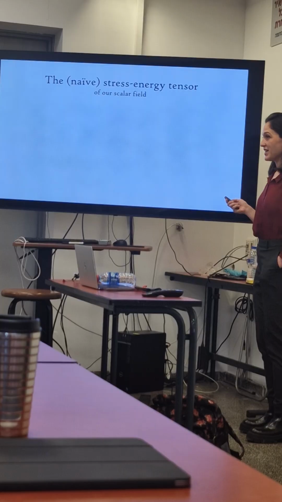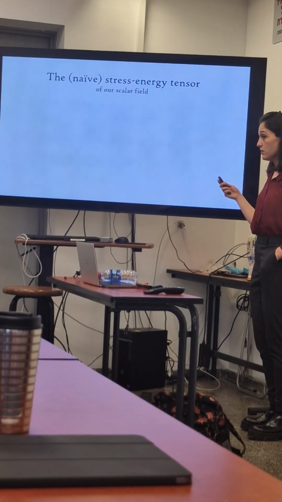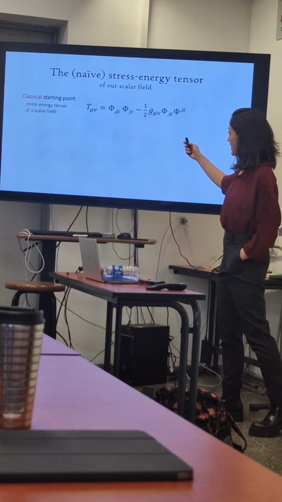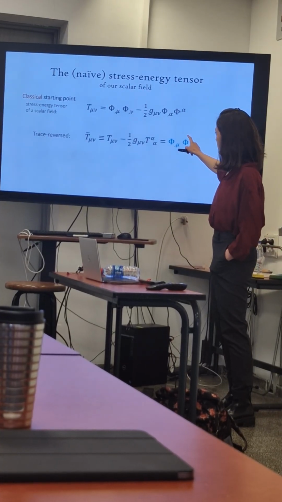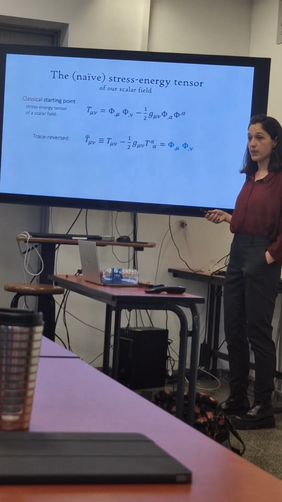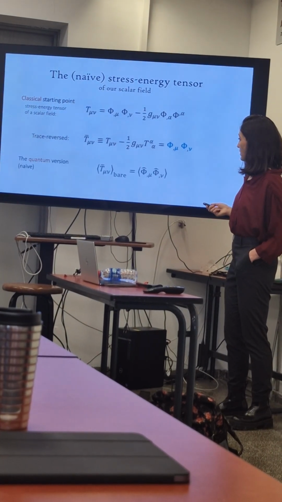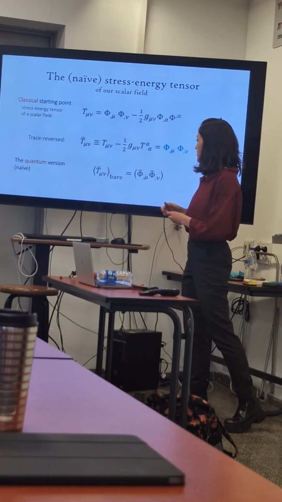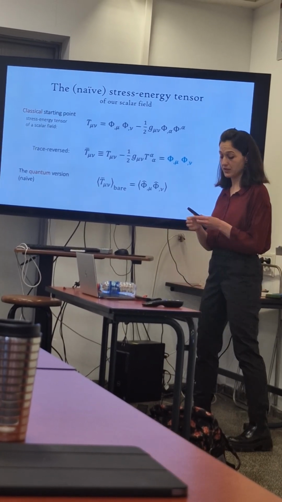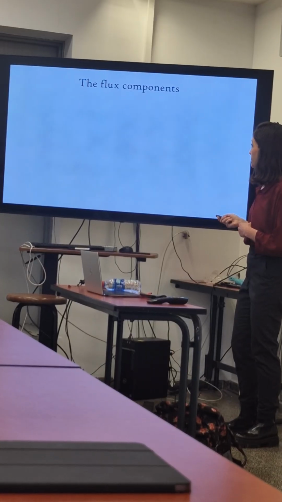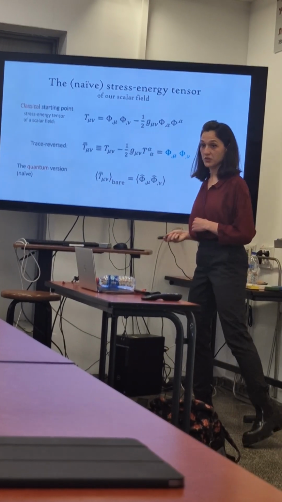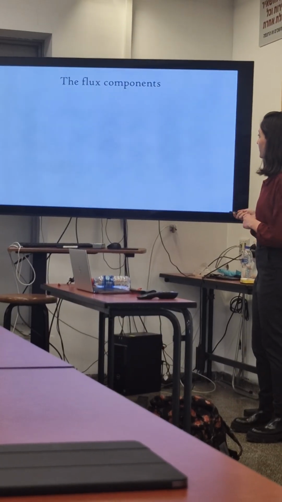Now the stress energy tensor that belongs to this scalar field, if we start classically, this is what it looks like. The trace reverse is simpler. It is just the product of two field derivatives. And now the quantum version would just be to take the expectation value and upgrade everything to be quantum operators. This, of course, diverges in the quantum context.